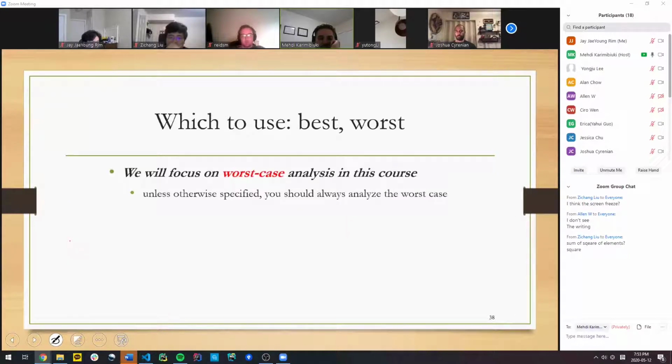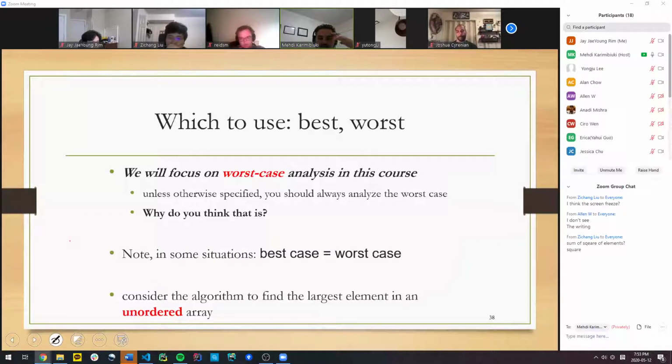Which one to use? We will focus on the worst case. Obviously, in any scenario, you want to see what the worst case is. The best case, we don't really care. Unless otherwise specified, you should always analyze the worst case. In some cases, the best case is the worst case. I think I have an example coming after.